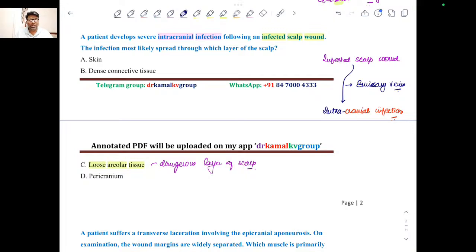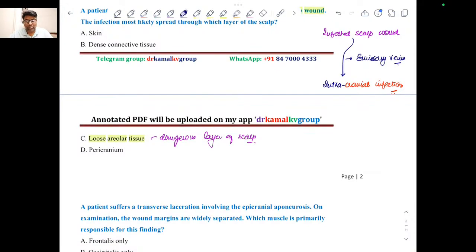So loose areolar tissue. We have discussed the importance of two layers: dense connective tissue layer, which prevents vasoconstriction, so although the wound is small, it will bleed profusely. And secondly, loose areolar tissue, which is the dangerous layer of scalp, transmitting an infection from outside the cranium to inside the cranium.